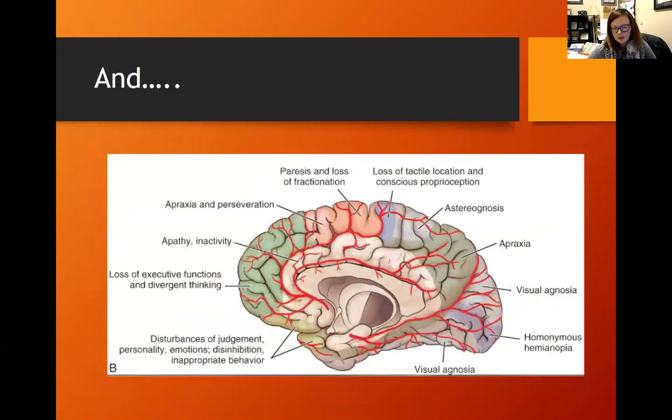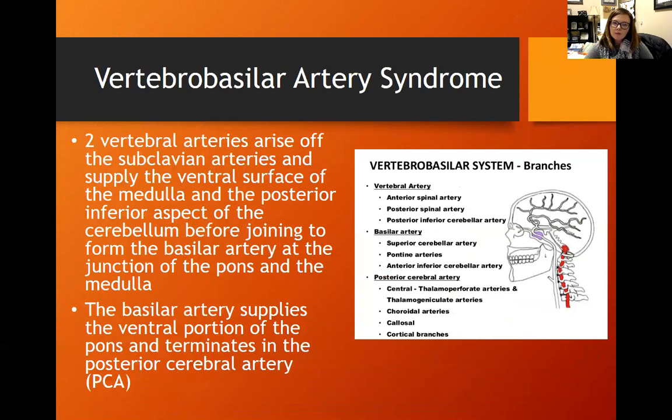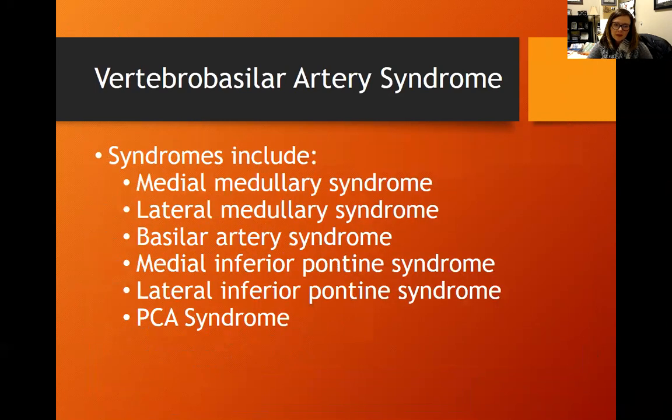And then if we look internally, so if we have a transection, then we can see the other options as well. And so vertebral basilar artery syndromes, if we look at all the branches, you could have the vertebral artery, the basilar artery, and then of each one what it actually supplies. So you can see all of this here, and then the basilar artery, and then the posterior cerebral artery. And so if we think about this, we're going to get into the different syndromes. Syndromes include medial medullary, lateral medullary, basilar, medial inferior pontine, lateral inferior, and then PCA.